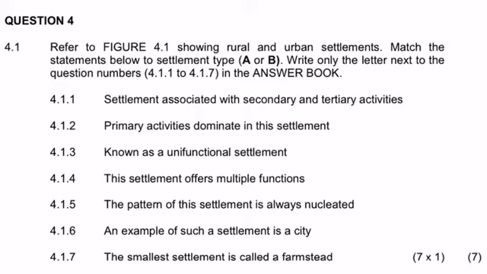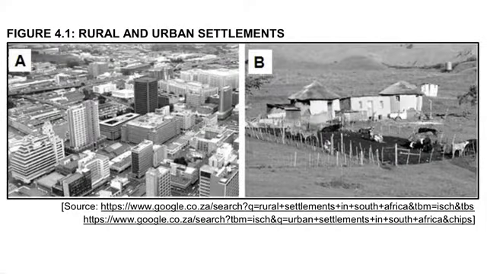So let's have a look at the annexure or the figure that we're given. It's figure 4.1, rural and urban settlements. So you can see we've got two types of settlements, which is settlement type A and settlement type B. Obviously settlement type A should be urban settlements, and obviously B should be rural settlements. So that means all of these questions will be based on these two settlement types, and all that you need to do is to choose A or B.